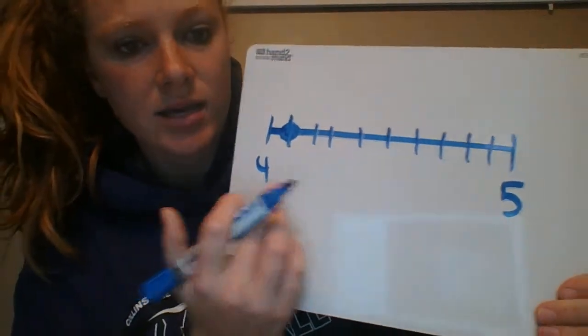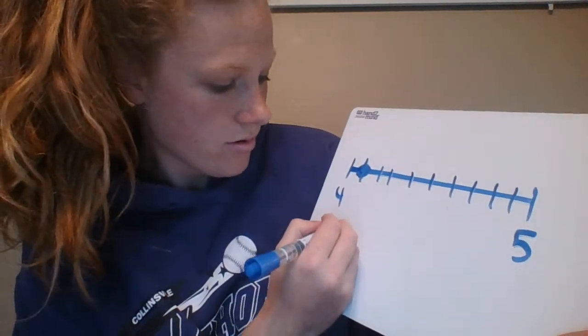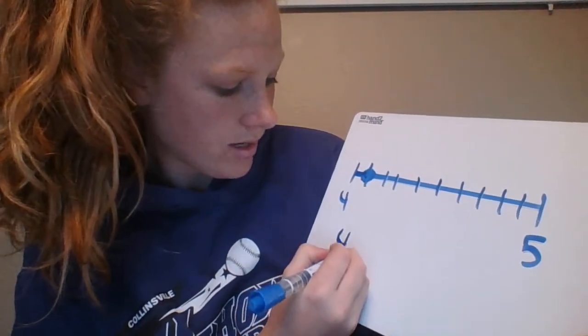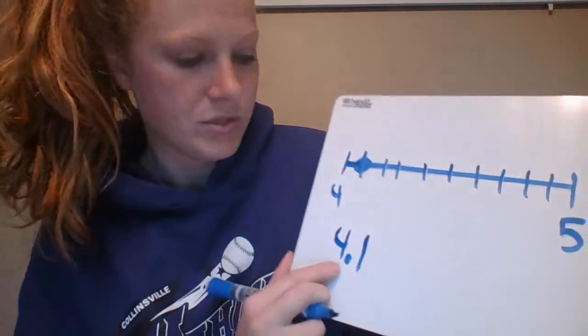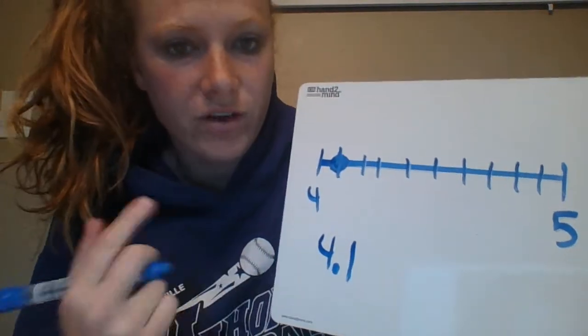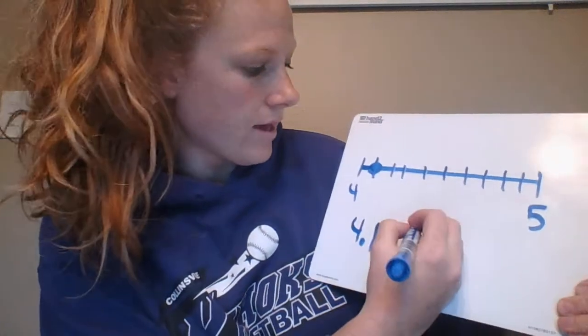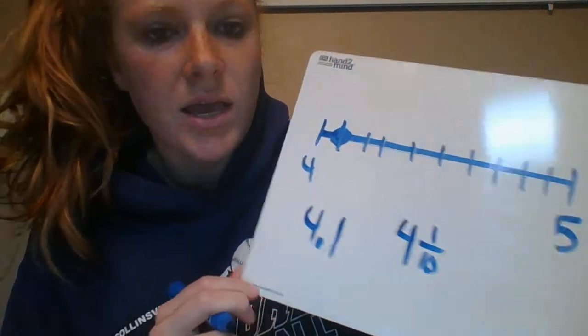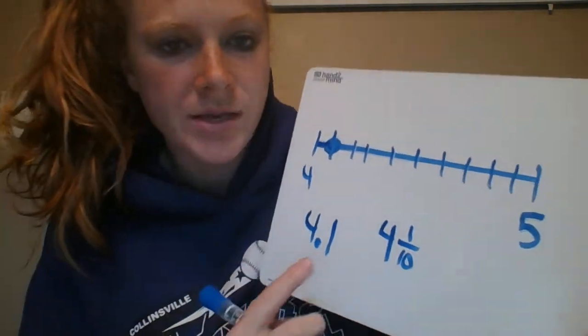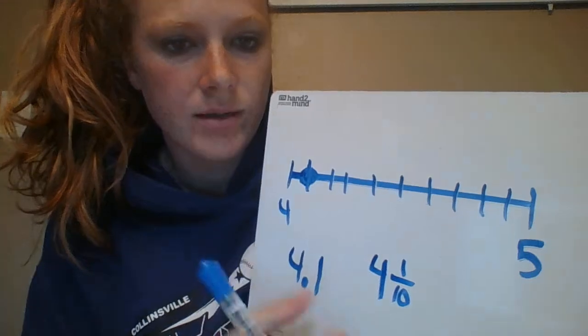So my first question that I must ask myself is, what is this plotted point in decimal form? I know it's not yet to the 5, so it's 4 point, and it's on the first tenth, so it would be 4.1, so 4 and 1/10. If I were to write that as a fraction, I would write 4 and 1/10.